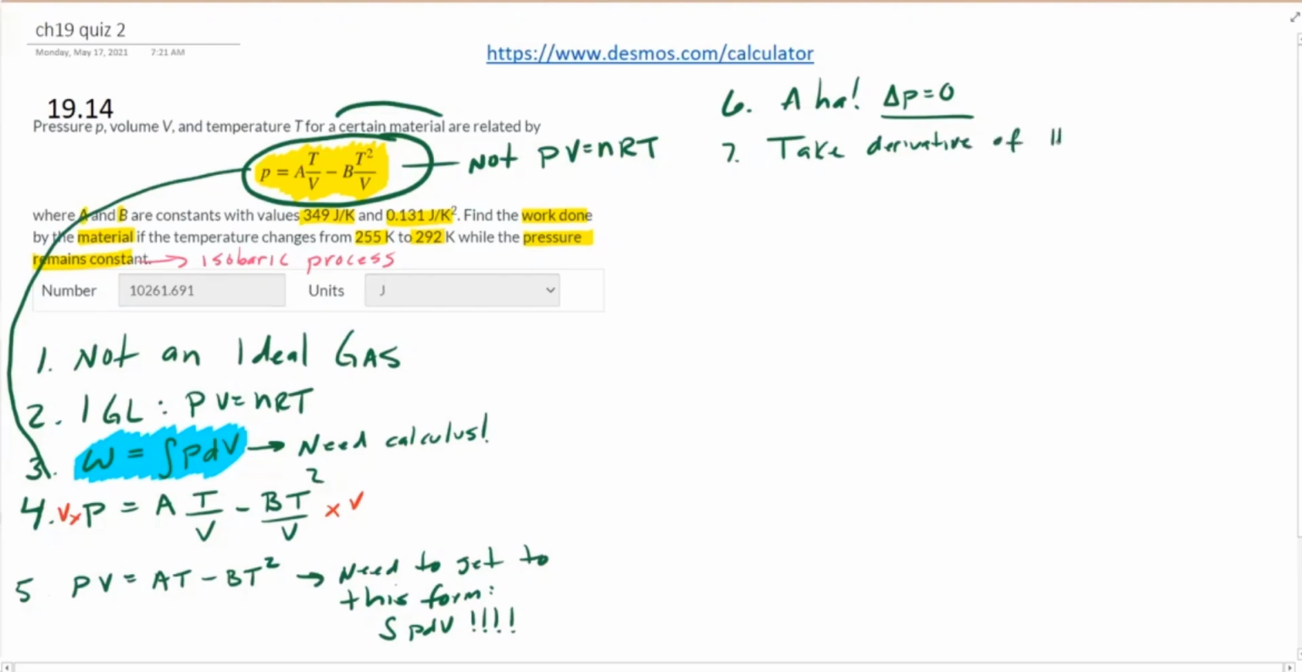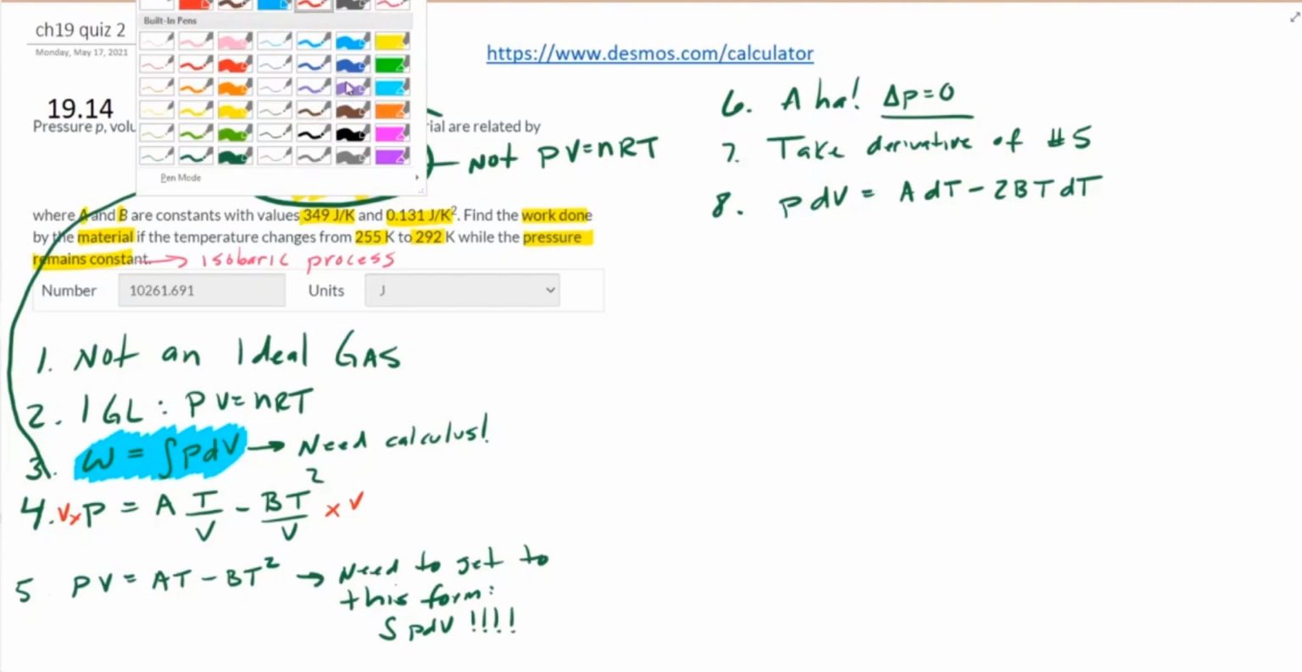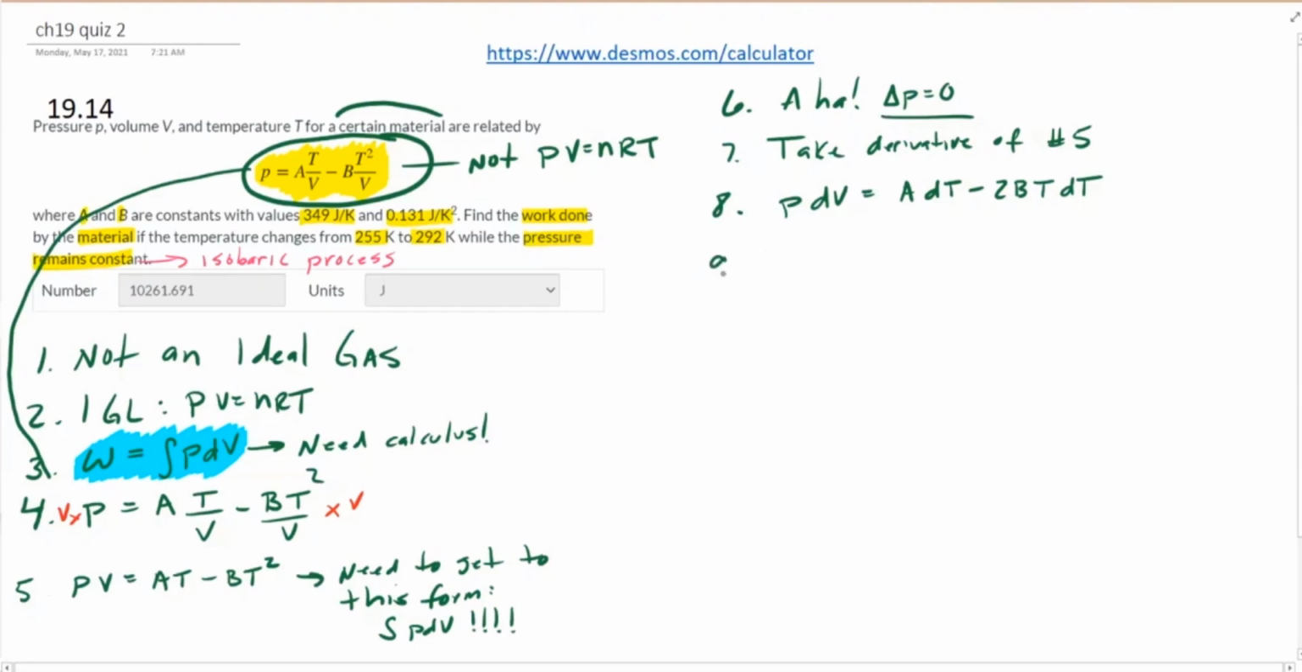Take the derivative of equation number 5. If I take the derivative of equation number 5 and pressure is a constant, I have P dV equals A dT. Just differentiate. I am differentiating every term, minus 2B T dT. That's it. And why am I liking that? Because this is my PdV. So now with number 8, I'm just going to integrate because I got myself to that point where I have PdV, which my motivation was that's the expression for work.